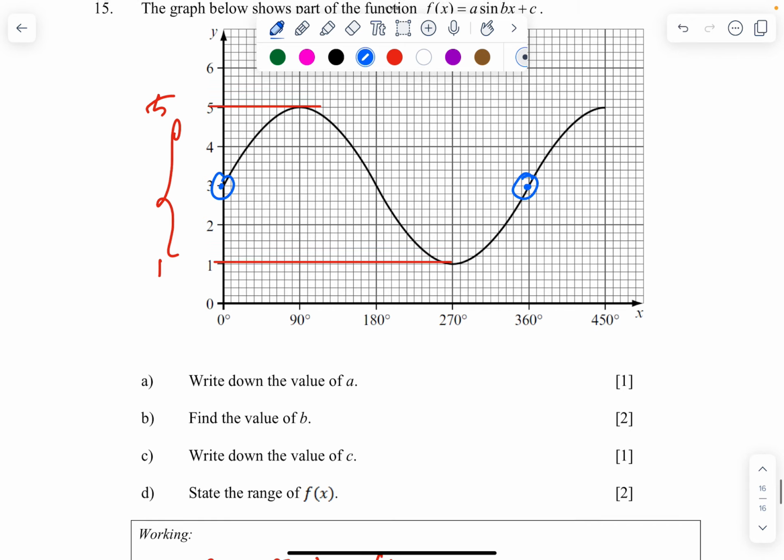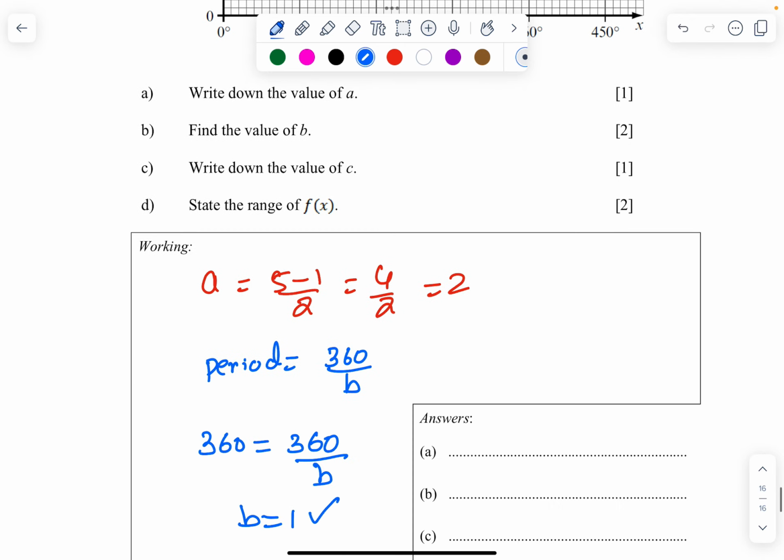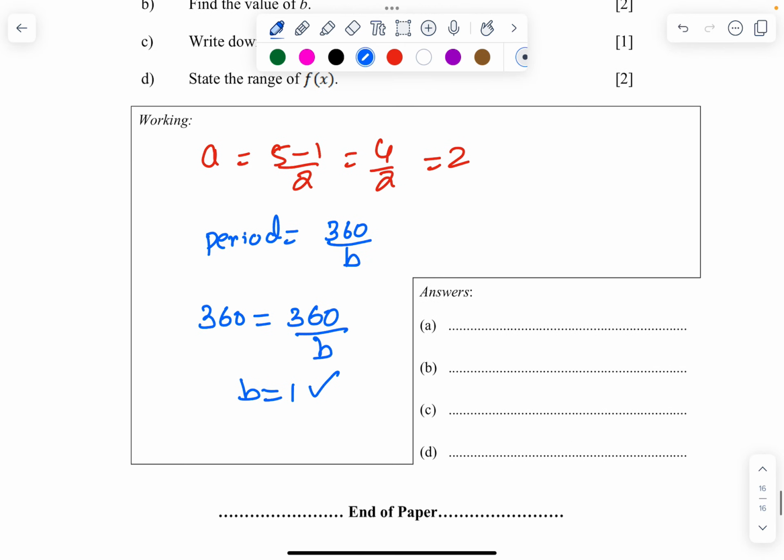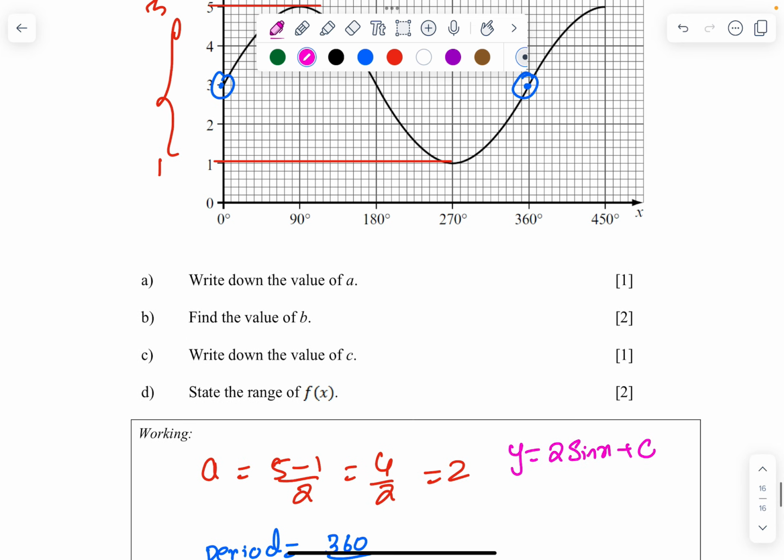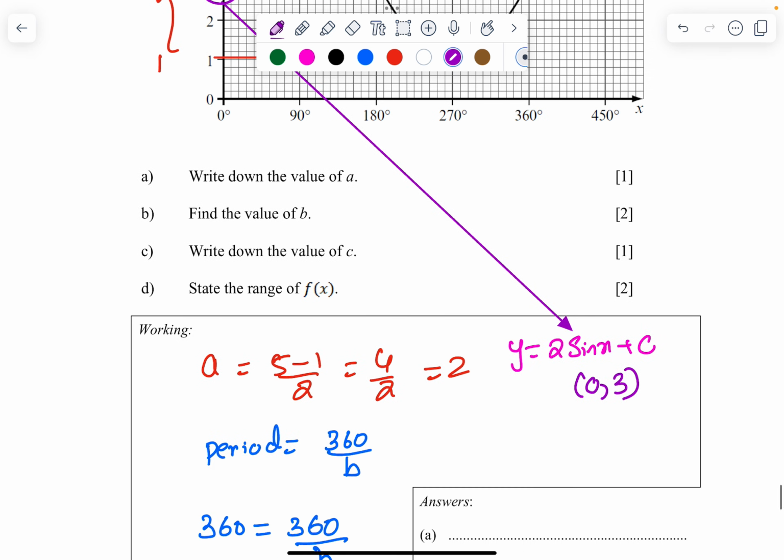Find the value of c. What is the equation I got? A sine bx plus c, so y equals 2 sine x plus c. I am going to take any one point. This point is 0, 3. So I plug in that point 0, 3 over here. So 3 equals 2 sine 0 plus c. So c equals 3.